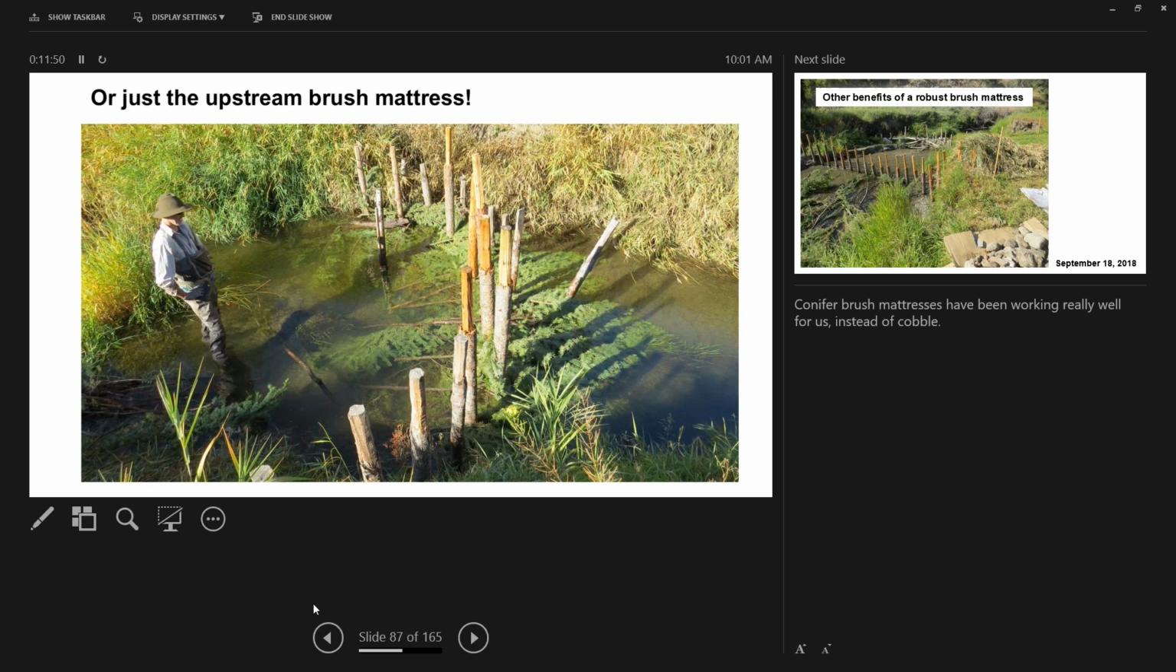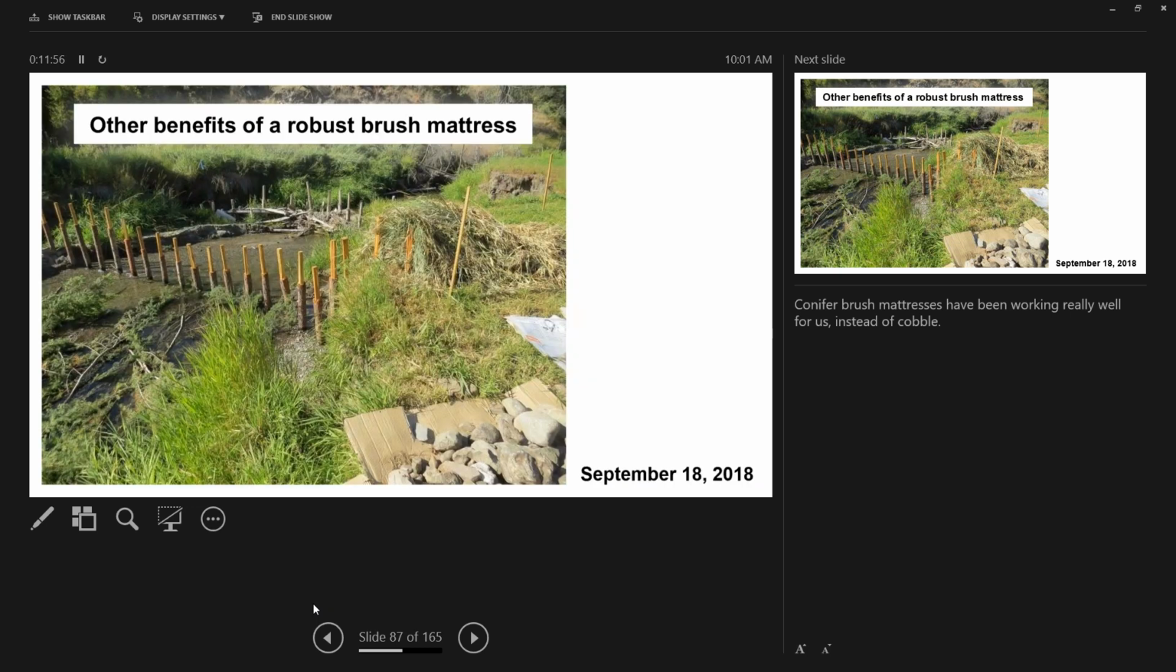Did you have a question right there? Yeah, will you share the boat? Yep. And I'll talk a little bit more about those construction techniques a little bit later.